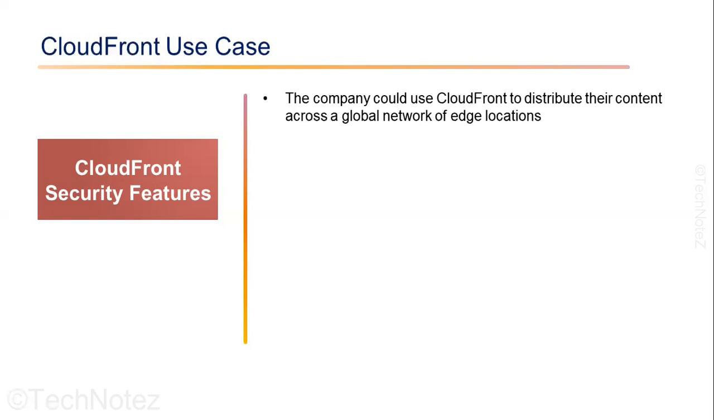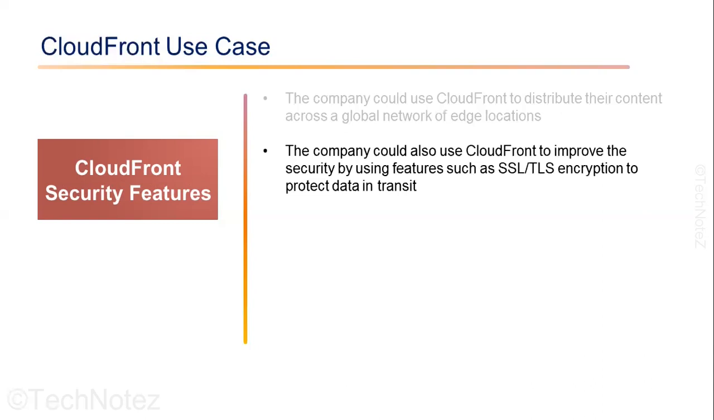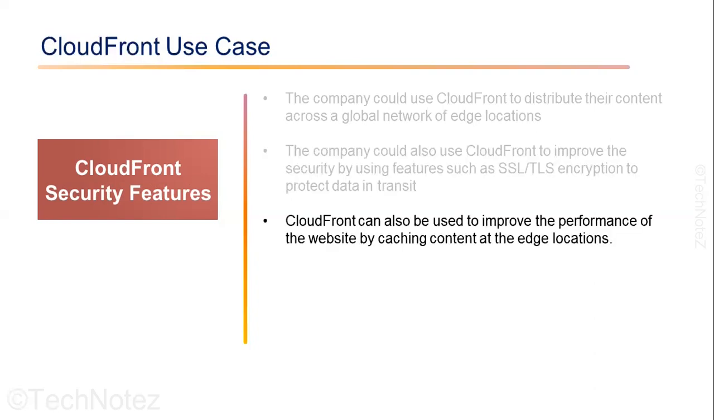This improves the user experience, especially for users who are located far away from the origin server. The company could also use CloudFront to improve the security of their websites by using the features such as SSL TLS encryption to protect the data in transit. CloudFront can also be used to improve the performance of the website by caching the content at the edge locations. This means when a user requests the content that has already been requested by another user, CloudFront can serve the content from the edge location without having to retrieve it from the origin server.